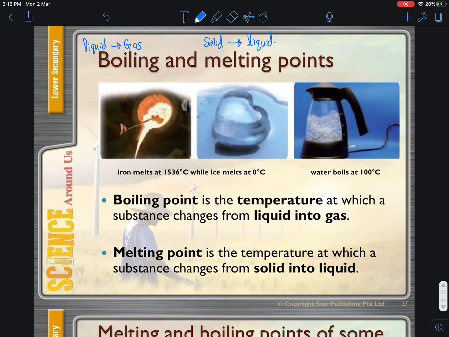Now a lot of you have a common mistake, which is when the question asks for temperature, you always give either 100 degrees Celsius or 0 degrees Celsius.